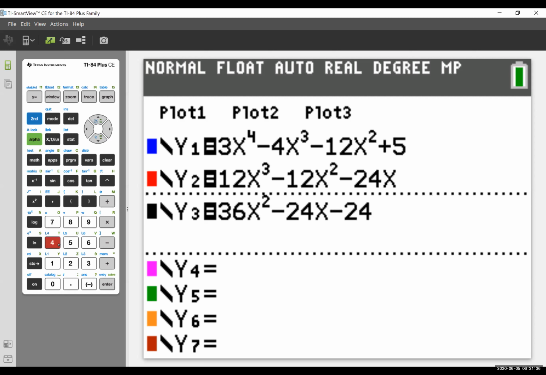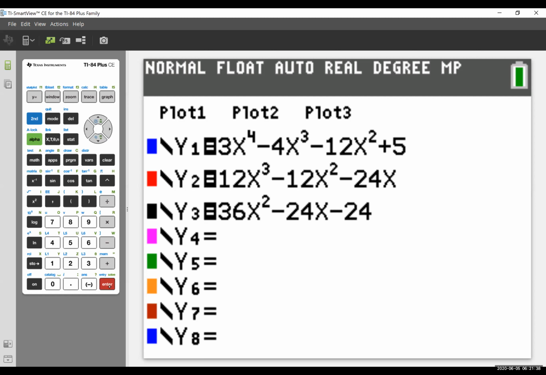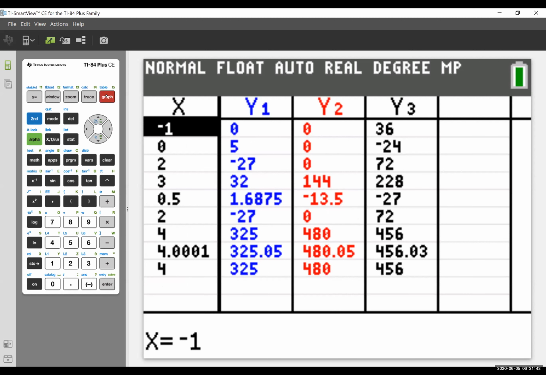Okay, just make sure. I feel good about that. Press enter. Let's do the table. I probably already entered them in when I was finding those extrema. So notice we have 3 different function values. And here we are looking at the y3 this time because that is the second derivative. So at -1, y3 is 36. At 0, y3 is -24. And at 2, y3 is 72. I'll copy my results over to my paper now.